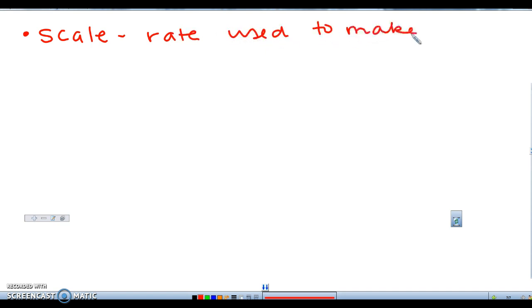The last thing we need to talk about is going to be really important for an upcoming project, and that is scale. Scale is a rate used to make something bigger. And this something might be something like a picture or map or whatever. And it doesn't necessarily have to be bigger. It could also make something smaller.